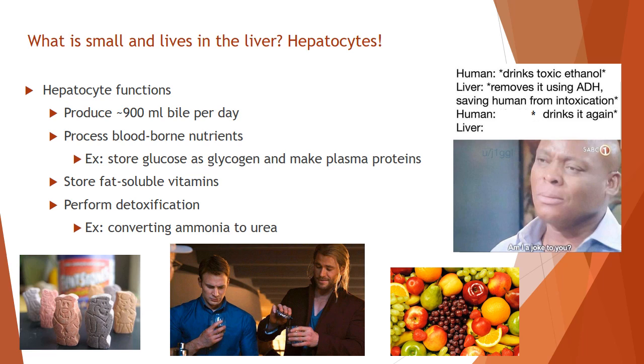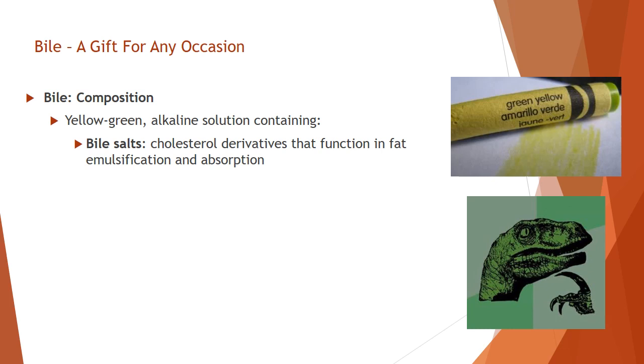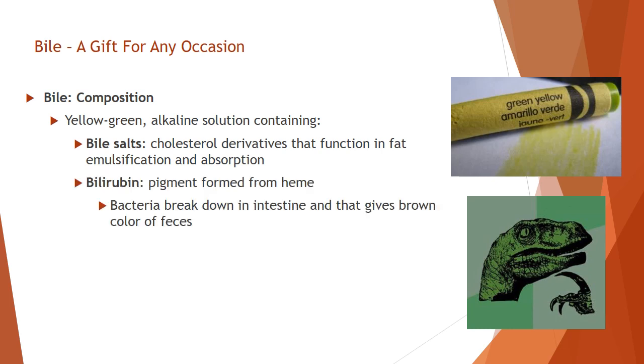So that's very unusual. Okay, bile. Bile is this kind of yellow-greenish type thing. It's alkaline, so it's to counteract the acidic effects of the stomach. There are some salts involved with this, and these play a role in breaking down and absorbing fats. And then you have bilirubin, which is a pigment that is formed from heme. So remember, broken down blood. We've talked about this before. Bacteria break this down, gives it a brown color, and that color is the color of feces. So boom, there you go.